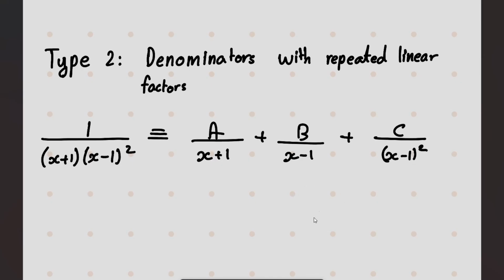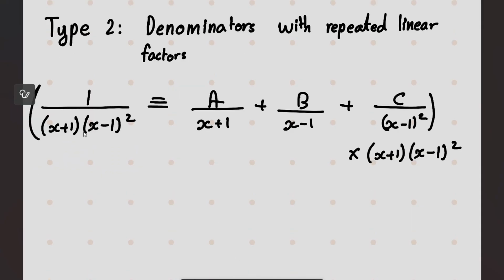So what we have to do now is multiply both sides with this. You're going to multiply with the denominator of the fraction that you're trying to decompose. So now you're going to get 1 is identical to a, and since we're multiplying x plus 1 times x minus 1 whole square, it's going to cancel out x plus 1. So now you're just going to have x minus 1 whole square.